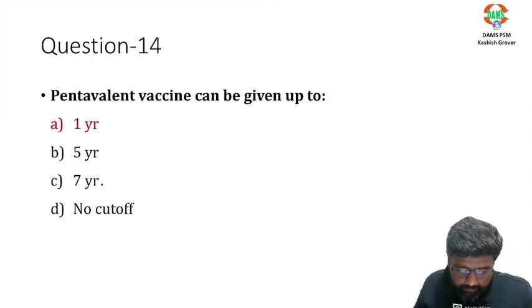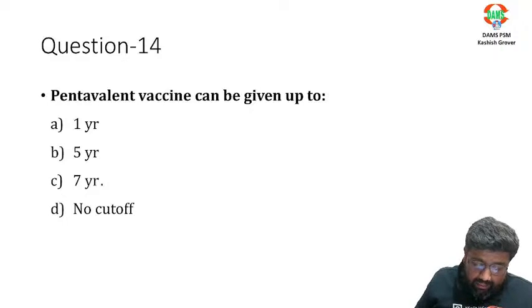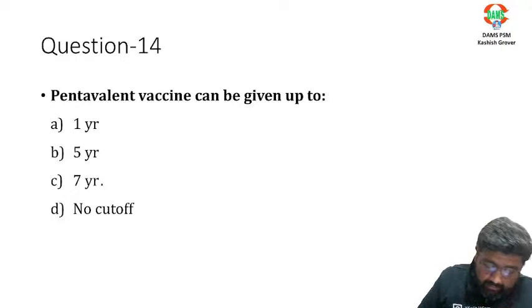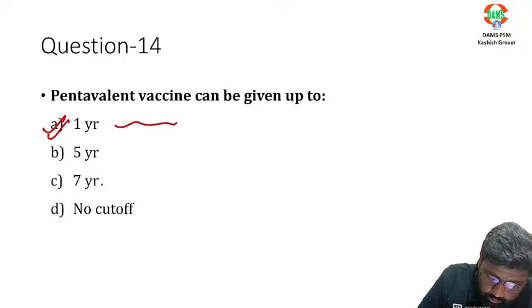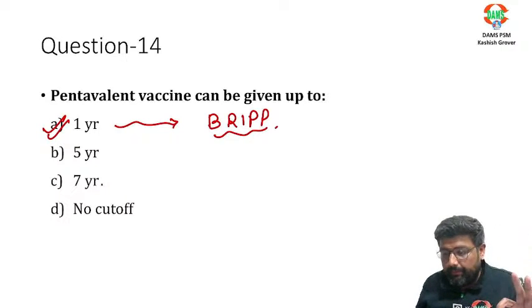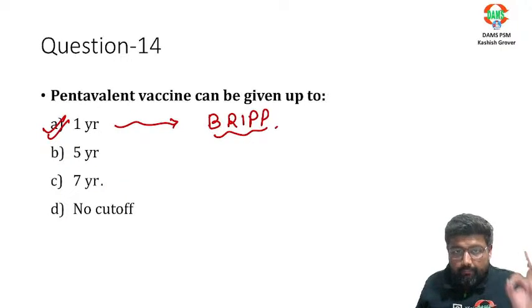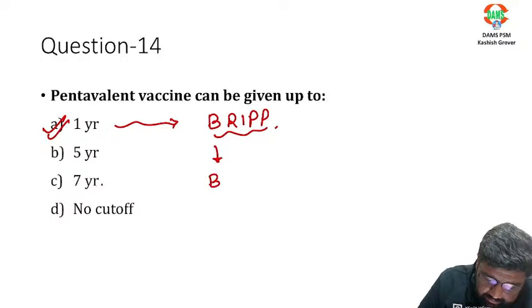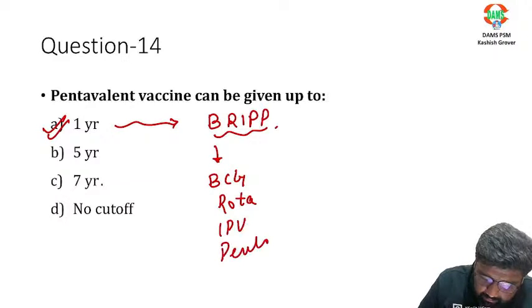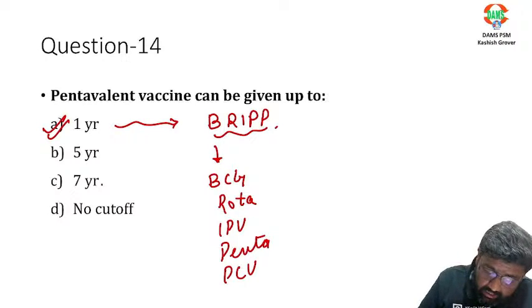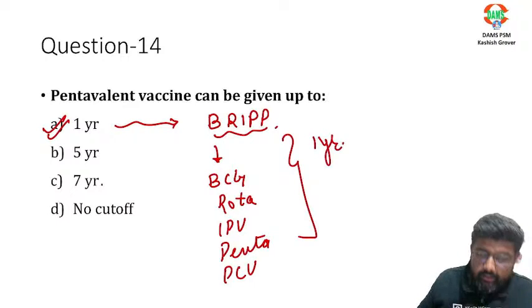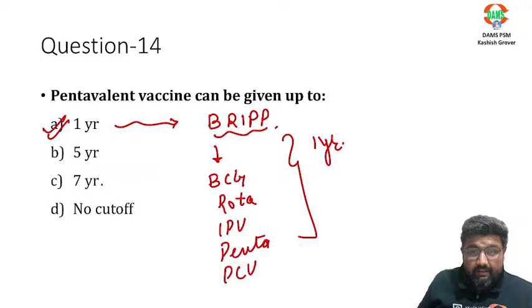Very good, beta. Now, pentavalent vaccine can be given up to 1 year. If you remember, I told you one mnemonic, BRIP. What is B? BCG, Rota, IPV, Penta, PCV. These vaccines are given up to 1 year.